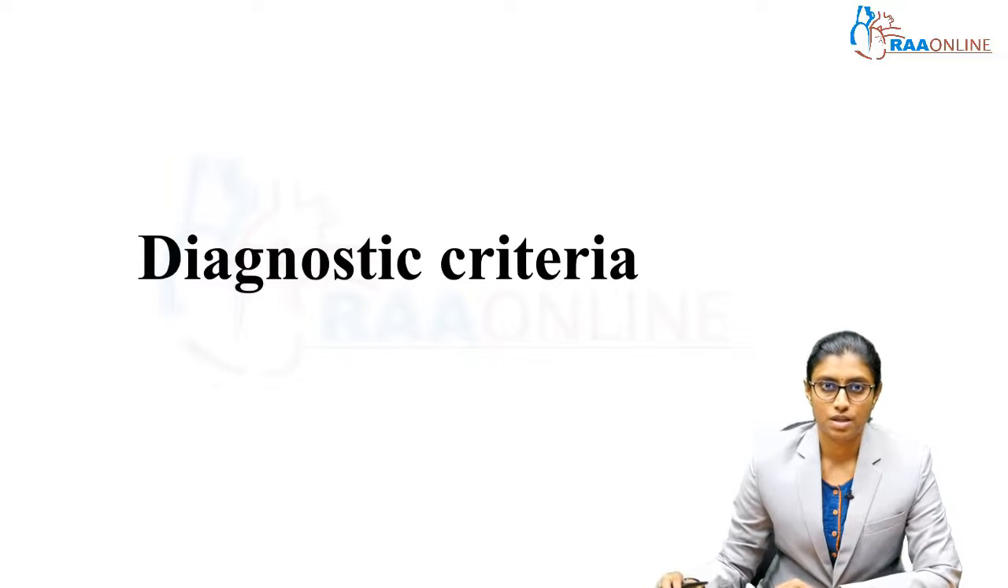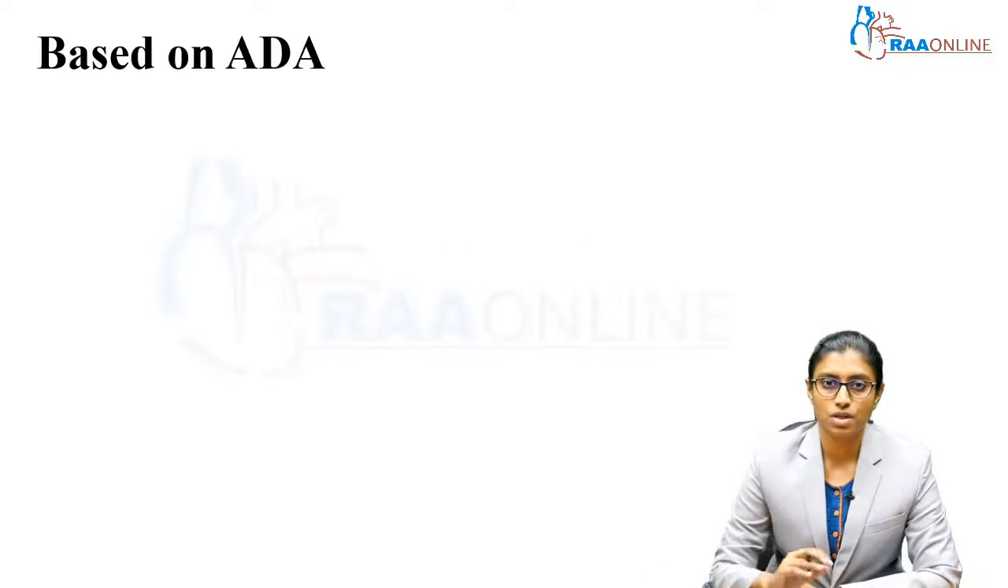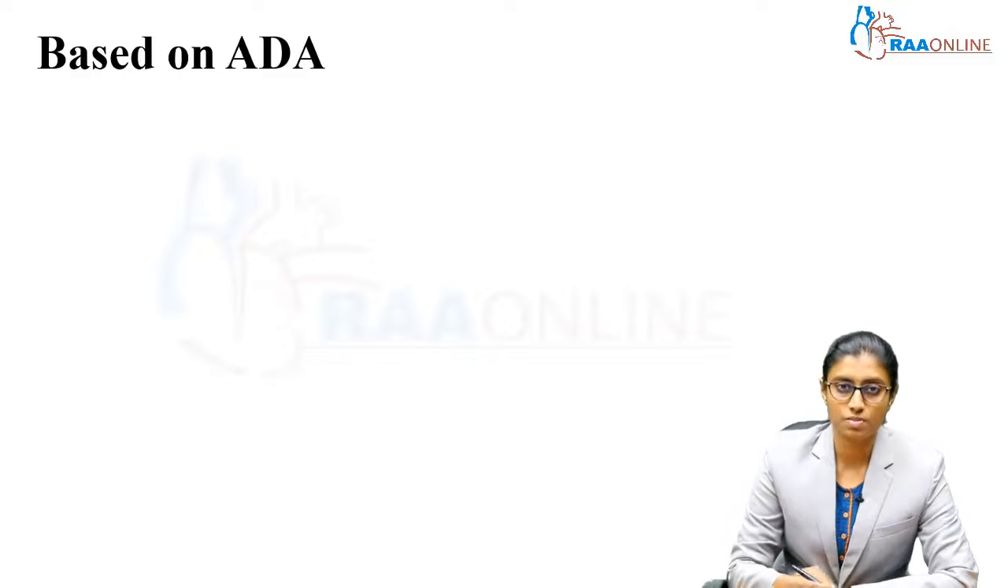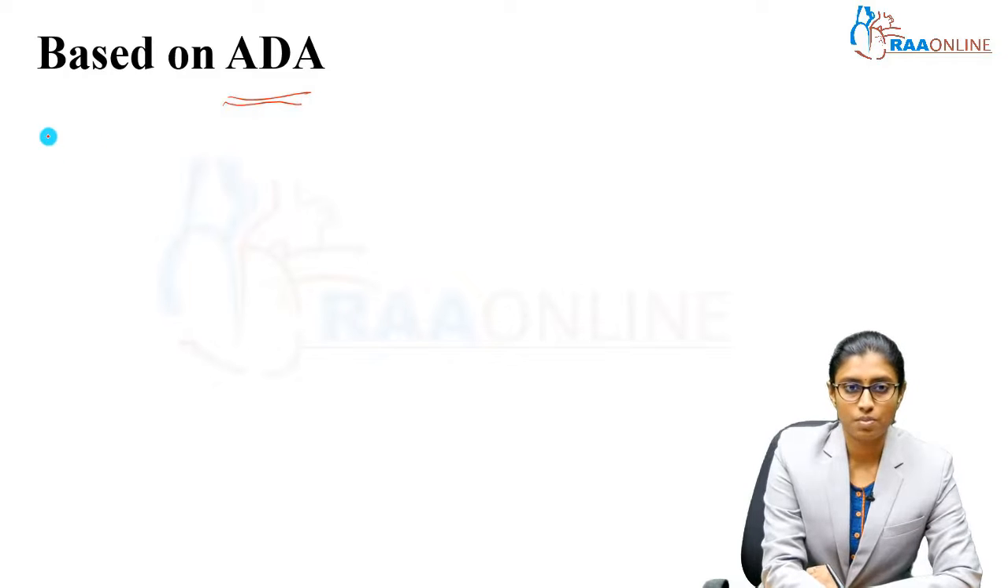Before we start talking about what treatment options are available for diabetes mellitus, we'll talk about the diagnostic criteria, when we decide to treat patients as diabetic patients and when we decide to start treatment. So first, how do we diagnose diabetes mellitus? Based on ADA criteria, American Diabetes Association criteria. So what are the parameters used?